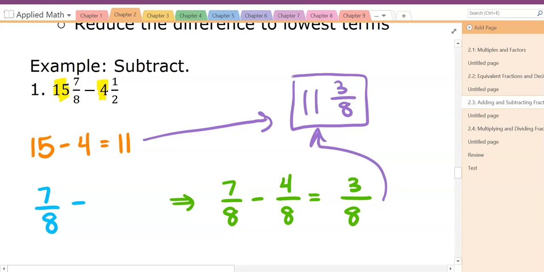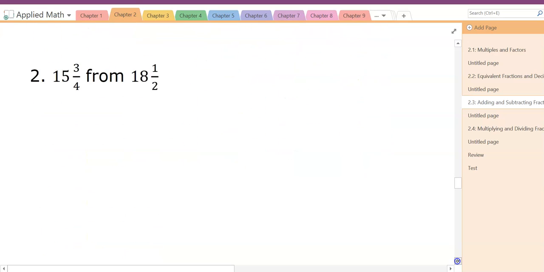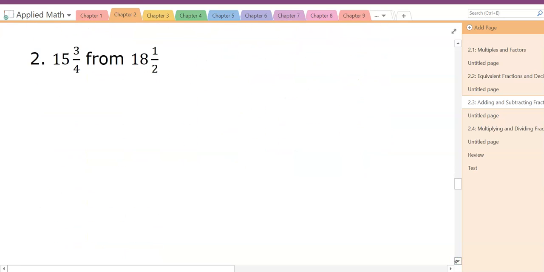Okay, let's look at a different one. This one wants us to do 15 and 3/4 from 18 and 1/2. So they don't have it just written out for you with the subtraction sign. Yeah, so if it helps you, I would write it out like that. So 18 and 1/2 minus 15 and 3/4.